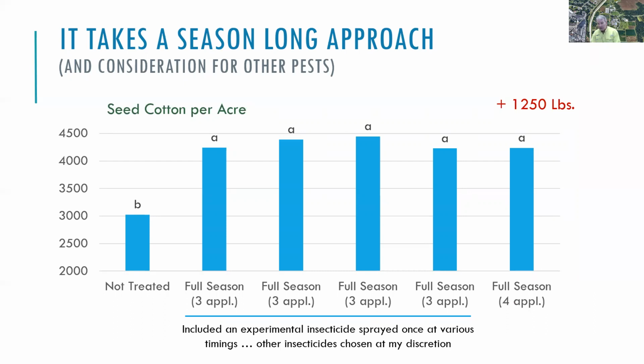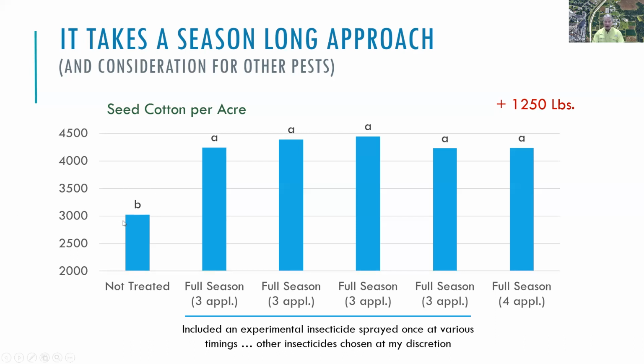yield. And in fact, in this test, we saw on average about a 1,250 pound increase in seed cotton yield by managing plant bugs and stink bugs and the whole pest complex throughout the season versus not doing anything at all like you see on this left bar.